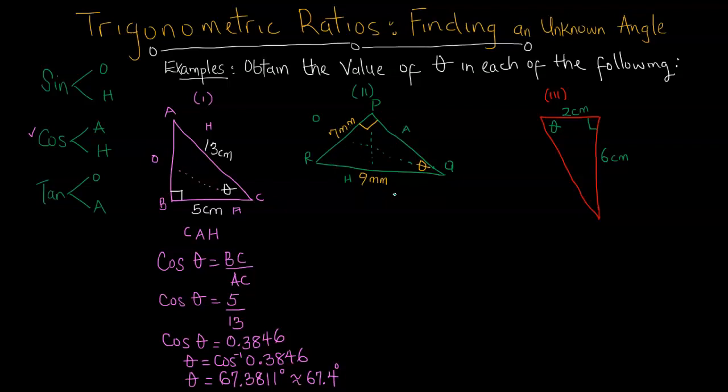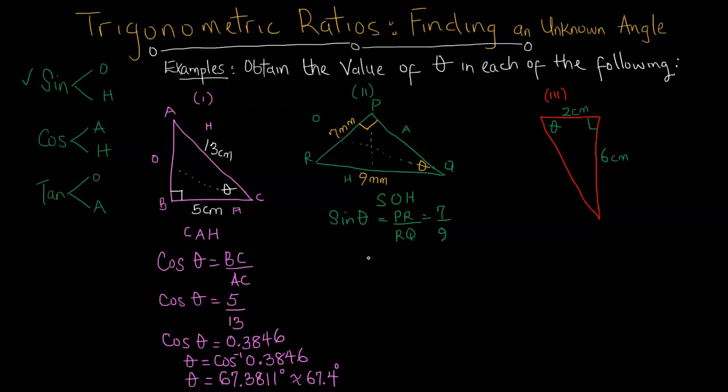So we've got the opposite and the hypotenuse. Clearly, looking across all three, sine is going to be most useful. Thus, the sine of the angle theta, which we know as the ratio of the opposite, here is RP or PR, over the hypotenuse, that's RQ. So PR is 7 millimeters and RQ is 9.